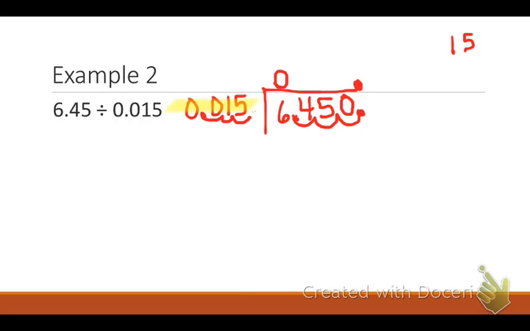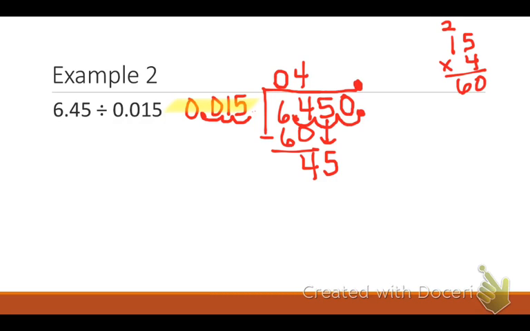So 15 times 4. 4 times 5 is 20. 4 times 1 is 4, plus 2 is 6. 60 is pretty close to 64, so I'm going to use that 4 and subtract 60. I get 4. Quick check, 4 is smaller than 15, so I bring my 5 down.